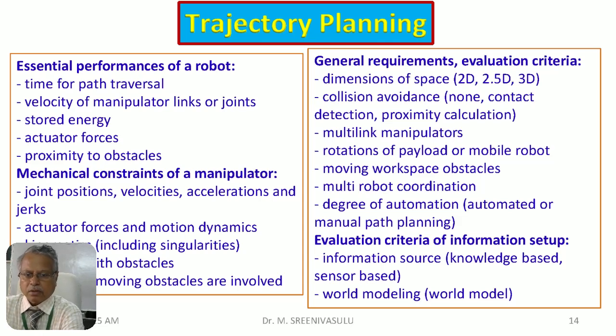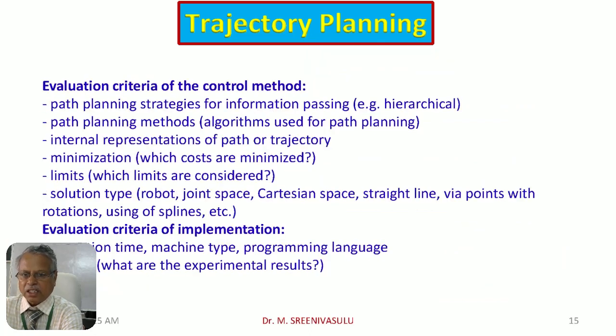And of course, all the salient connecting points have been listed under various titles called essential performances and mechanical constraints, general requirements, evaluation criteria based on control method, and criteria for implementation. All these things can be realized once you visualize a simple example. Keeping a simple pick and place operation in mind, all these points have been figured out.